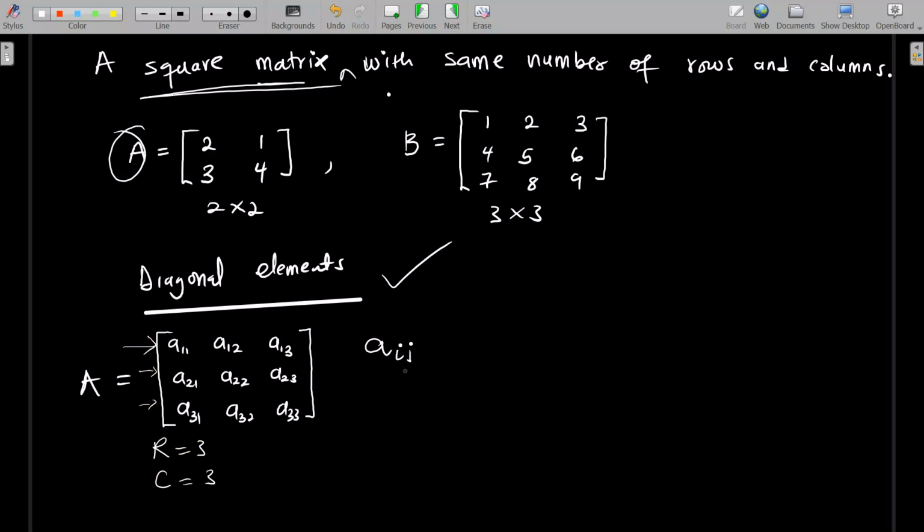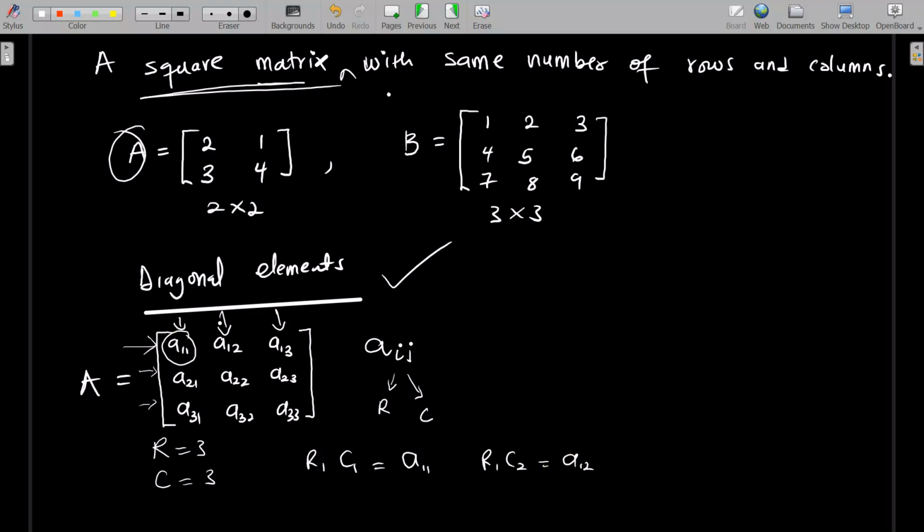Now if I have A_ij, i stands for the row number, and j stands for the column number. So A11 means the entry of A at row 1 and column 1. Row 1, column 2 is A12. So that is what it means to have A11 and the rest.